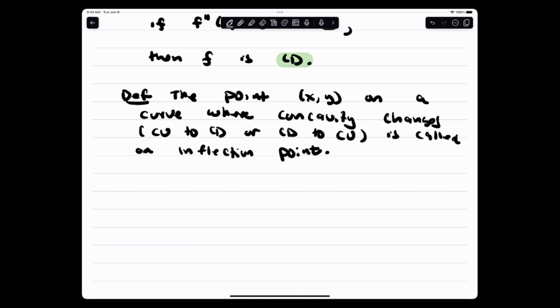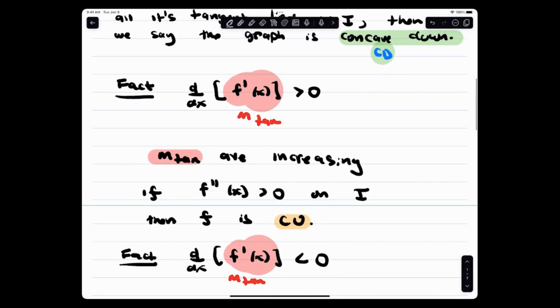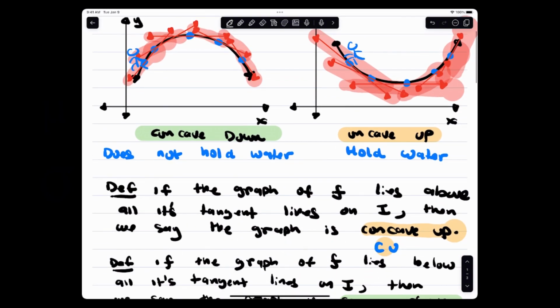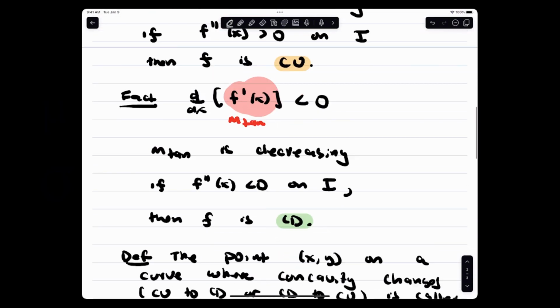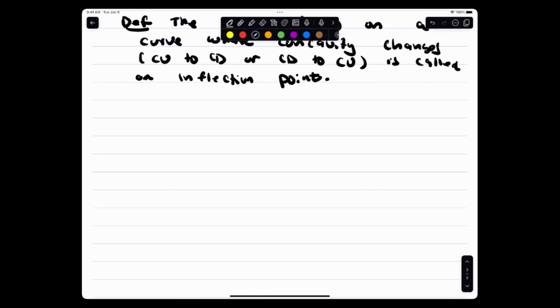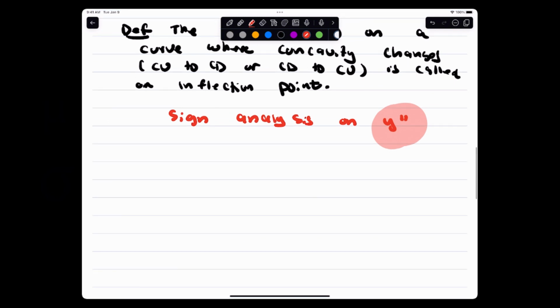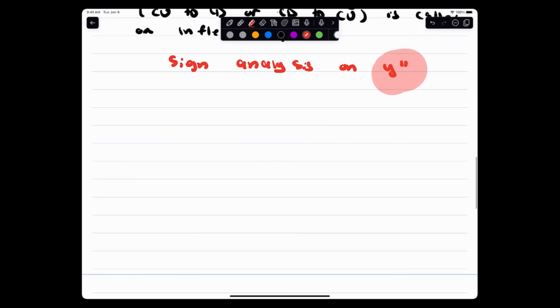All righty, ladies and gentlemen. So now you might say, Mr. Judge, should we do some examples on this? Sure. And here's what this is all code for: sign analysis on what? Your second derivative. So I hope you guys have been working on your sign analysis skills because you're going to use that again, but this time it's going to be on the second derivative, okay? You guys okay with that?